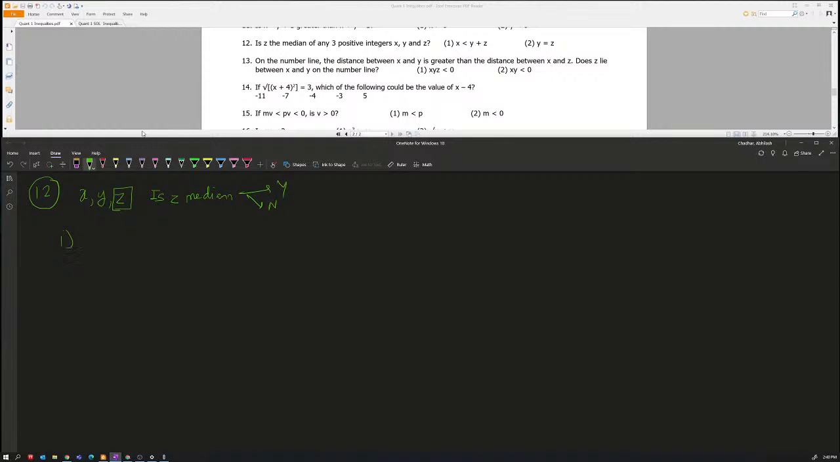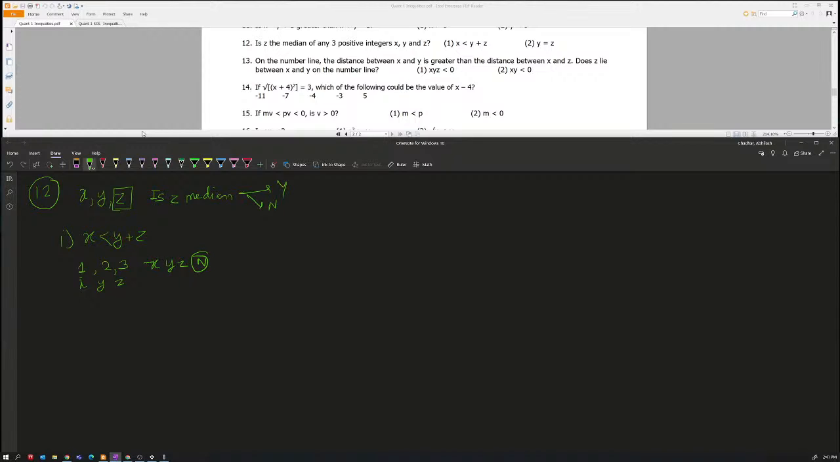So let's take the first option, which says x is less than y plus z. Let us take some numbers. If x is less than y plus z, then x could be 1, y could be 2, and z could be 3. In this case, we satisfy this, and if we arrange it, it will be x, y, and z. So is z the median? This is getting a no answer.